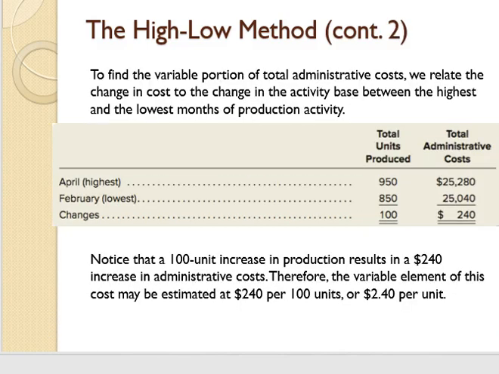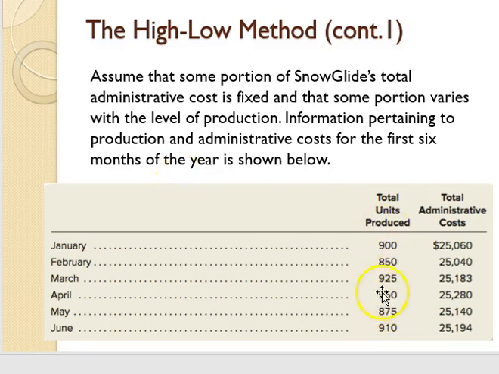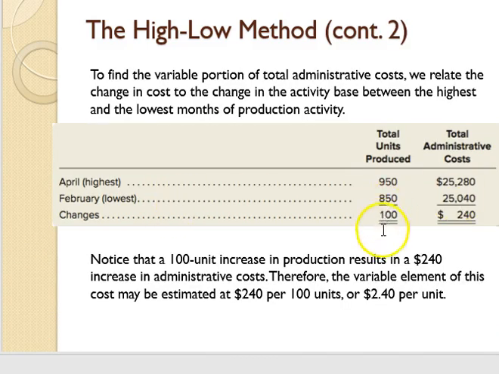So let's continue on. To find the variable portion of the total administrative cost, we relate the change in the cost to the change in the activity base. It goes first by the activity base between the highest and the lowest months of production activity. So the highest activity was in April with 950. And the lowest, because again, we're taking the average of 850, therefore it's 100. And we take the administrative cost and we decide that the difference between these two is $240. So you divide the 240 by 100 and you know that my variable cost per unit now is $2.40.